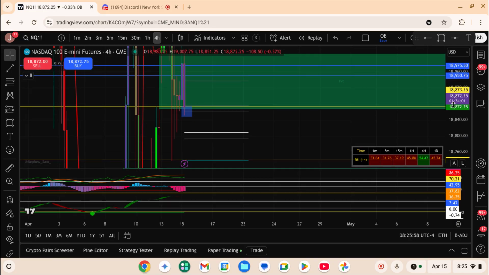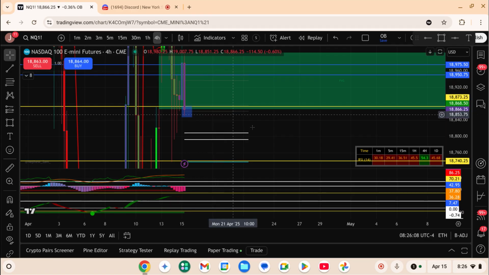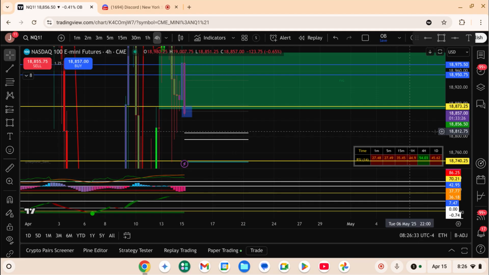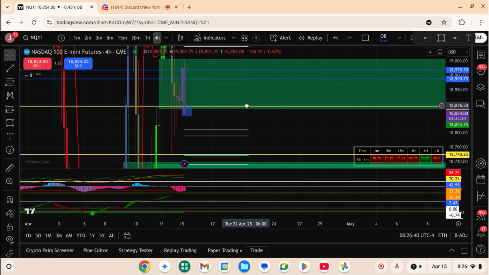Yeah, so it's filling this 4 hour gap right here. So it could only do one of two things after it fills a gap. It'll either reverse from it or blow right through it and then try to fill the next gap above or below, which is below right down here.